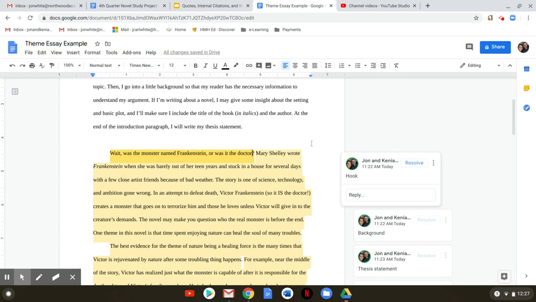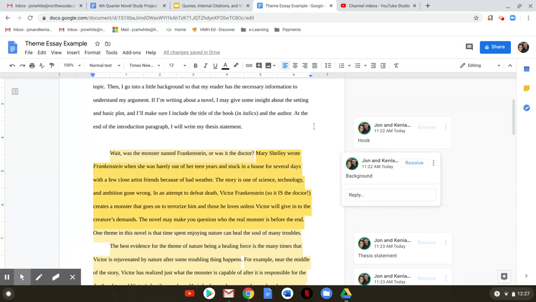And then I go on to some background information. Mary Shelley wrote Frankenstein when she was barely out of her teen years and stuck in a house for several days with a few close artist friends because of bad weather. The story is one of science, technology, and ambition gone wrong. So here's kind of the little summary of the story. In an attempt to defeat death, Victor Frankenstein, so it is the doctor named Frankenstein, creates a monster that goes on to terrorize him and those he loves, unless Victor will give in to the creature's demands. The novel may make you question who the real monster is before the end.